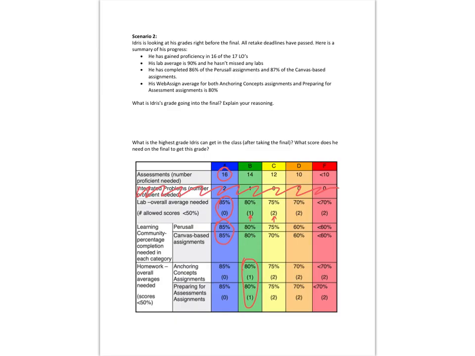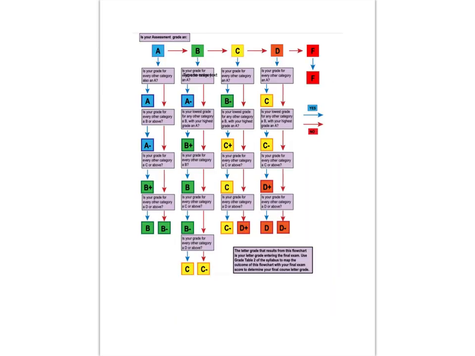We're going to go into the flow chart, remembering that Idris has an A in assessments, and he does not have everything at the A level. His lowest grade is a B. So if we start here with the A level, is your grade for every other category also an A? Well, that's not true. So we go down to this one. Is your grade for every other category a B or above? Yeah, that is true. So that gives us an A minus. So he has an A minus going into the final.